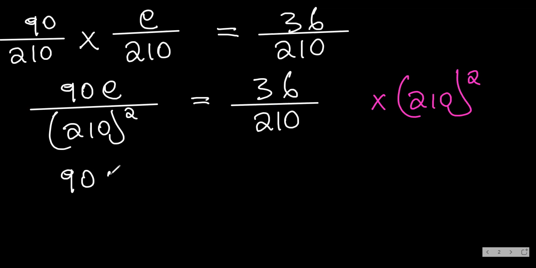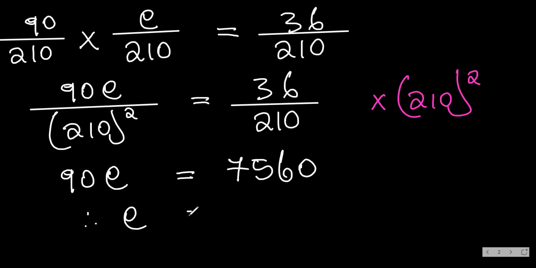So we get 90E on the left-hand side. On the right-hand side, we say that is 6 over 210 multiplied by 210 squared. We get 7560. And when you say 7560 divided by 90, you will get 84.